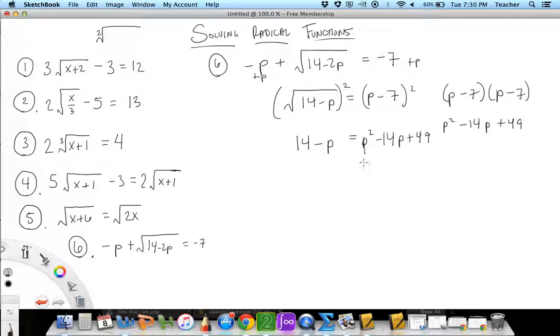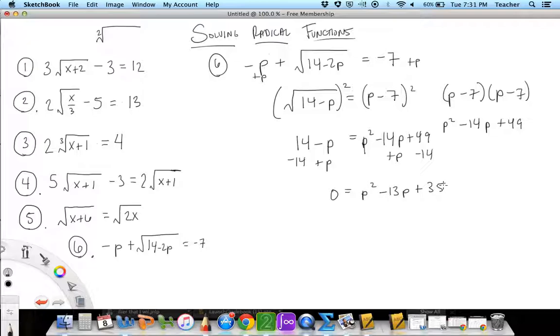All right, so the next thing I'm going to do is keep my p squared positive, so I'm going to put all my stuff on this side. Again, breaking a rule that I like to keep, which is keep everything on the left side. So now I have 0 equals p squared minus 13p plus 35.